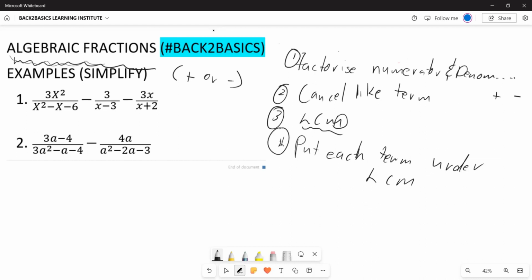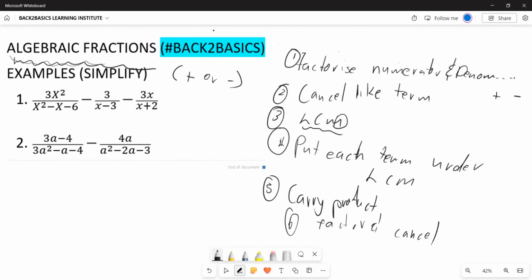And your number 5 is that you need to now carry out the products. I know this sounds very complicated, but you'll see when we do it. What you need to do is carry out the product in the numerator and add like terms. And then you factorize your numerator also. So number 6 will be to factorize your numerator if possible and cancel any like terms. So you are still factorizing and canceling, if there is any necessity for you to do so.